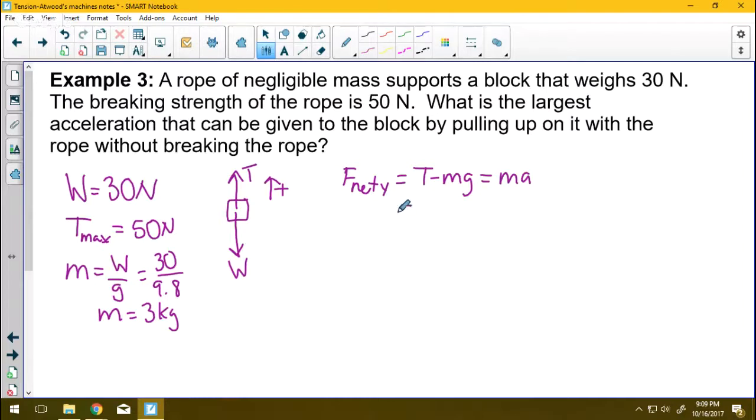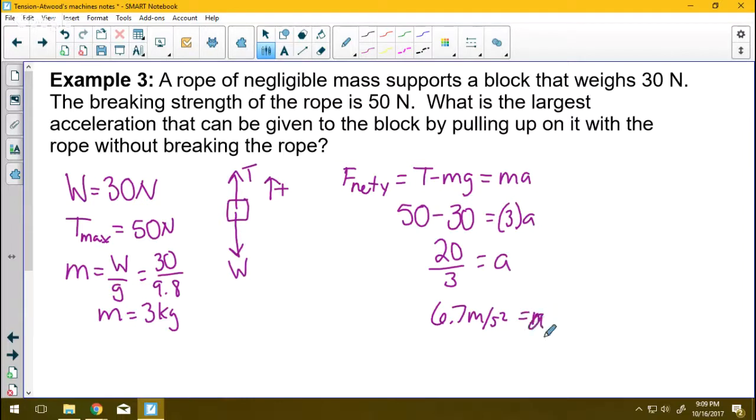So we have 50 minus 30 is equal to 3 times our acceleration. So then 50 minus 30 is, of course, 20. Then we're going to divide by that 3 for our acceleration. So when we divide that out, we get 6.7 meters per second squared for our acceleration. Okay, so I hope that helps with your understanding of tension.